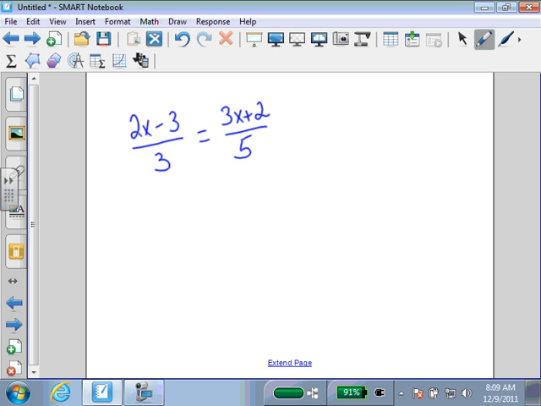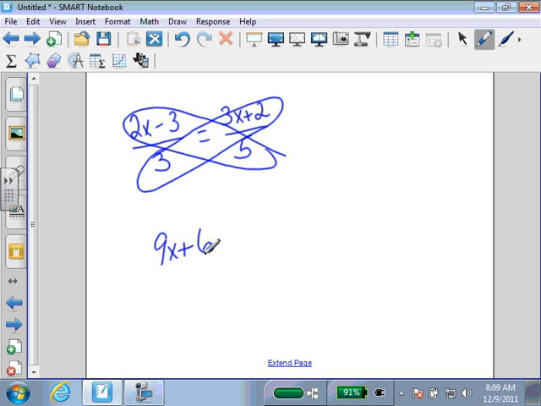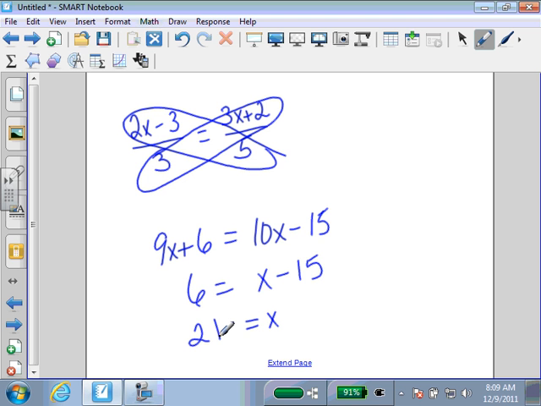A proportion problem, letting the cross product actually clear the fractions. So 3 times 3x plus 2, 9x plus 6. 5 times 2x minus 3, 10x minus 15. Subtract 9x from both sides. Add 15 to both sides. X equals 21.